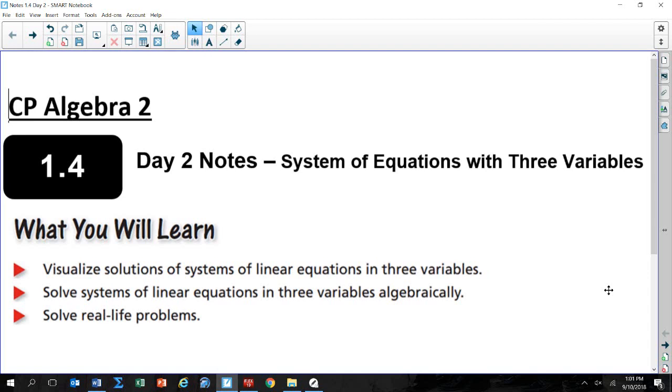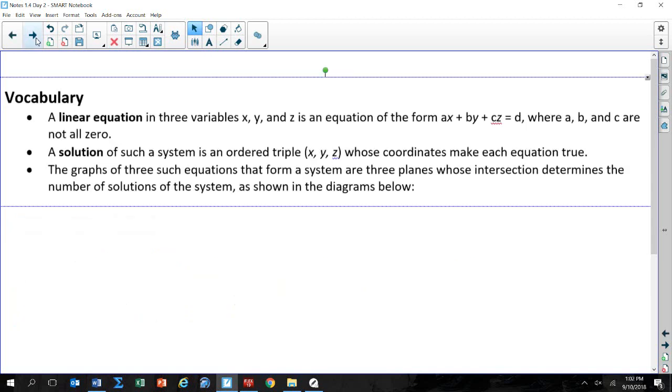Okay. So we're going to visualize solutions of systems of linear equations with 3 variables, solve systems of linear equations with 3 variables algebraically, and then talk about how to set up a real-life problem. How does this apply to the real world, right?